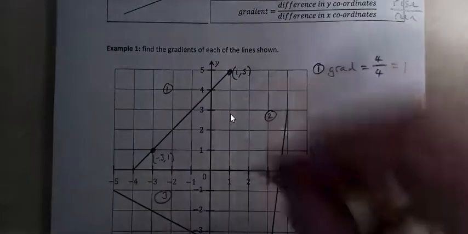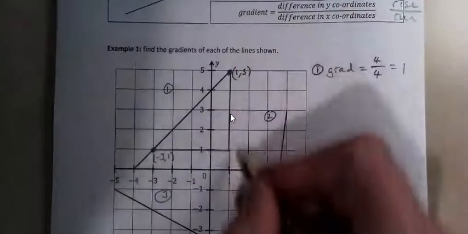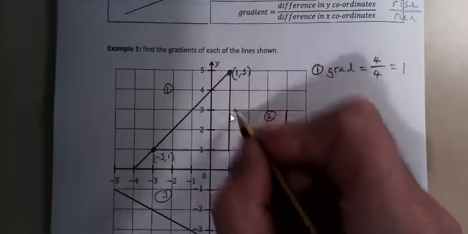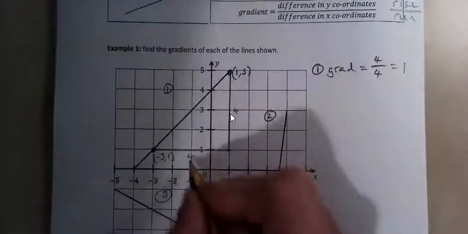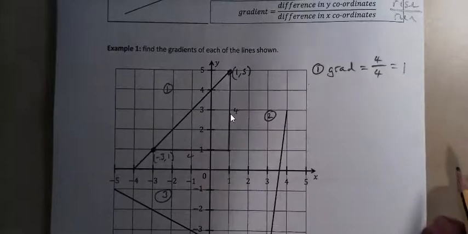The other way of doing this is to do your rise over run, and that's effectively you make it into a right angle triangle and you count the squares. This is called the rise here, how high does it go up? It goes up 4, and this one goes across 4. It's very similar to our coordinates, it's the same idea. 4 divided by 4 is going to give us 1.